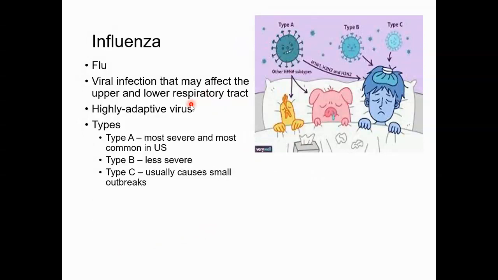It's a highly adaptive virus, meaning that it just constantly mutates. So some of these viruses, like a rhinovirus, just continually mutate. So we can't even get a vaccination against it because it changes so frequently. You can't find a cure for it because it changes so frequently. So the influenza virus is the same. That's why you get flu shots for influenza every year, because they mutate and they're different every year.